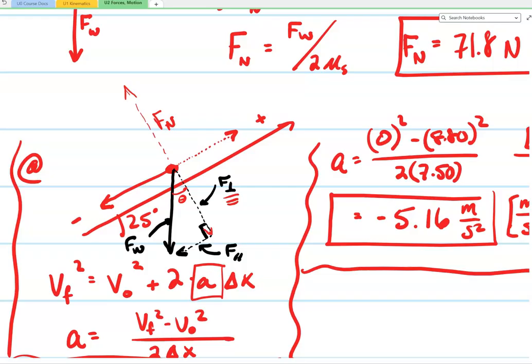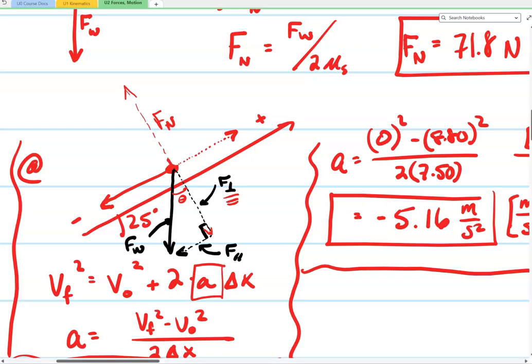But we can represent that diagonal vector as the sum of two perpendicular or component vectors, and that's what I'm showing here. I'm showing them in a dotted line because I don't want you to think that this pair of vectors down here is also acting on the skier. I'm just showing that that's an alternate way to represent this solid line.